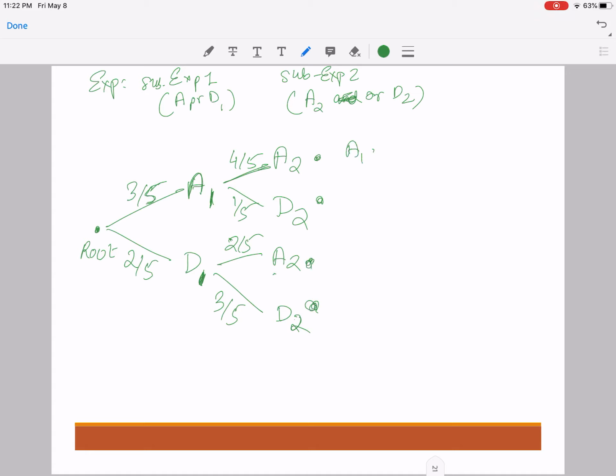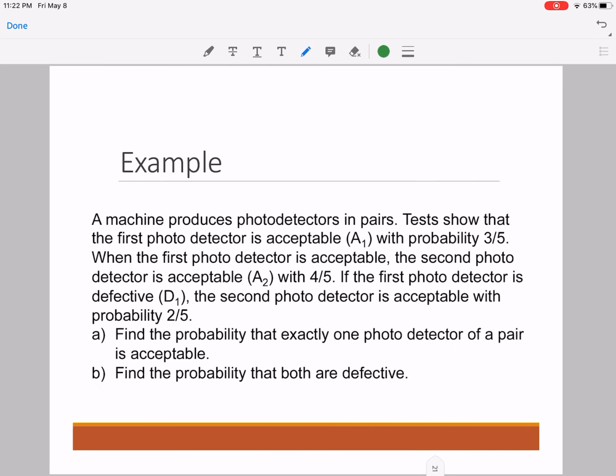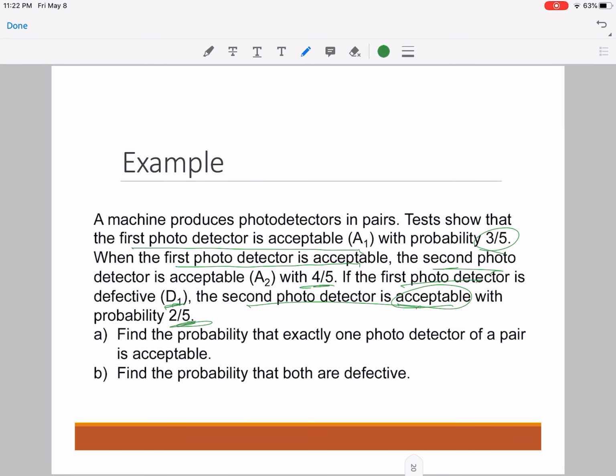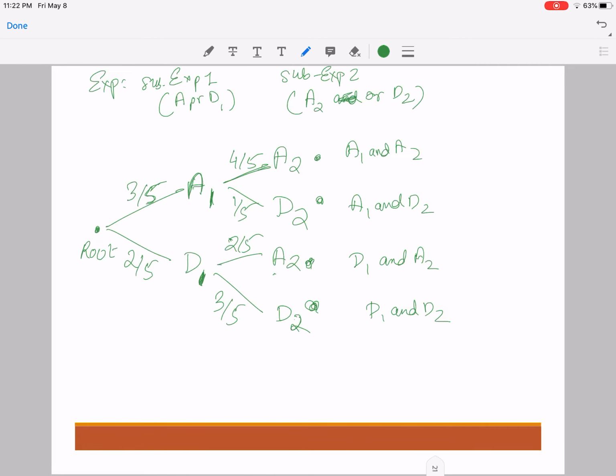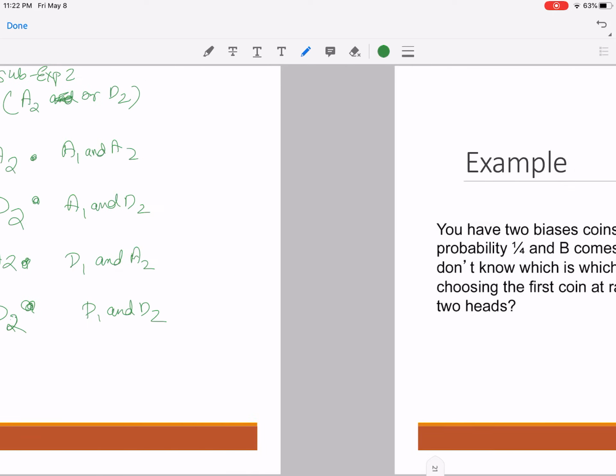This leaf is A1 and A2. This leaf is A1 and D2. This leaf is D1 and A2. And this one is D1 and D2. Let's see what we need to find out here. First, I need to find the probability that exactly one photodetector of the pair is acceptable. So I'm going to look into these leaves and find out which of these leaves have exactly one photodetector that is acceptable.